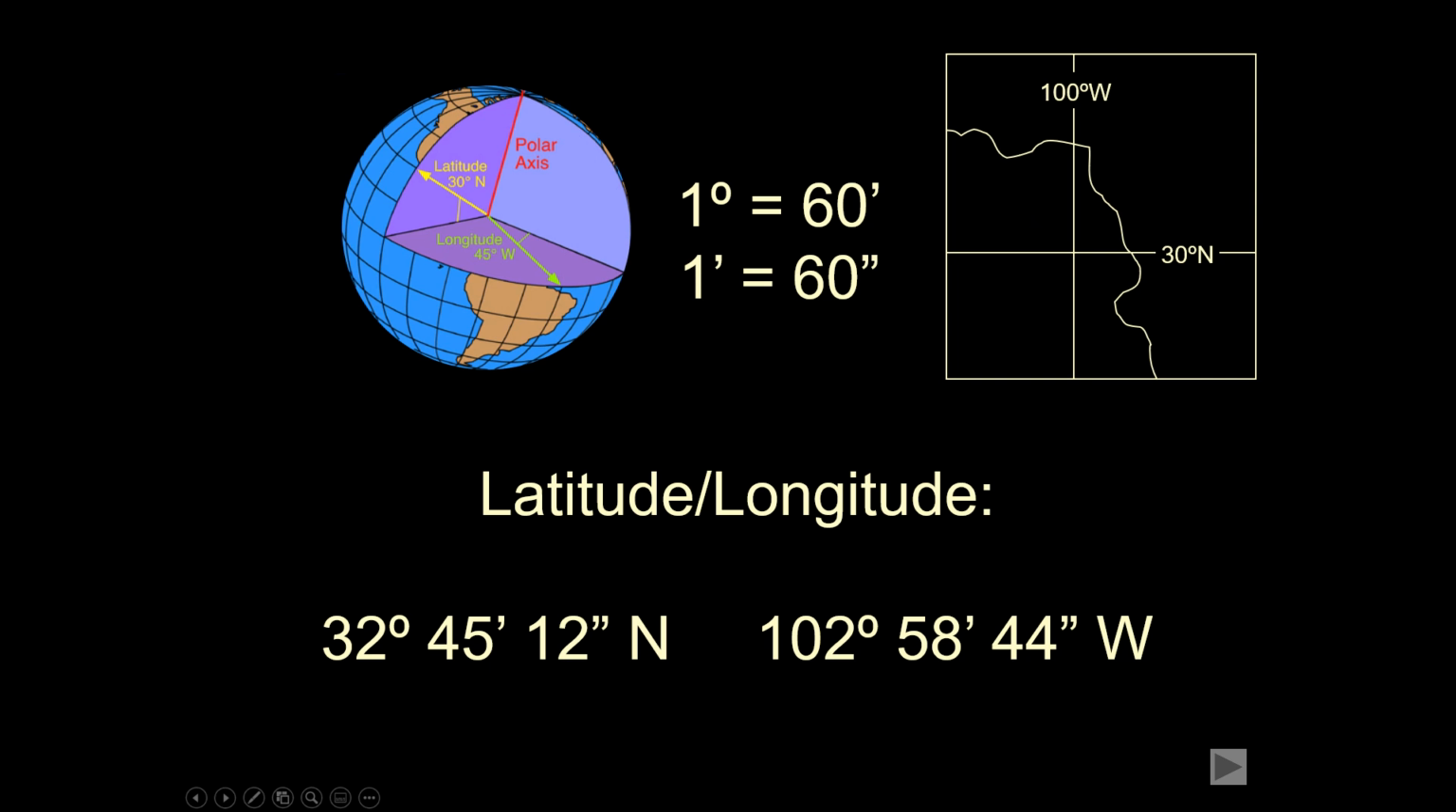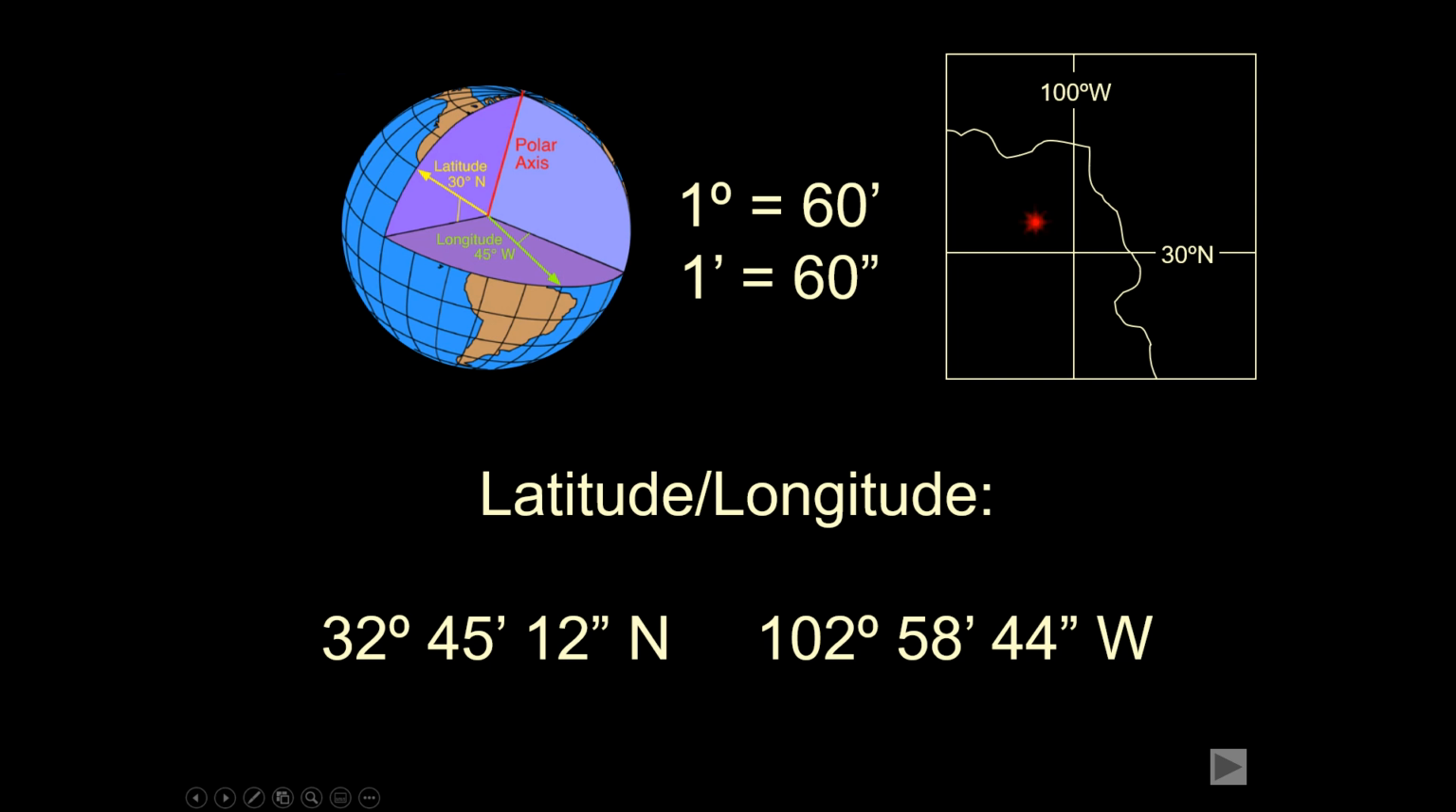So if we want to represent a location on Earth with greater precision, we could say 32 degrees, 45 minutes, 12 seconds north. Remember, we have to add the N or the S, designating our location north or south of the equator. And then 102 degrees, 58 minutes, 44 seconds west.